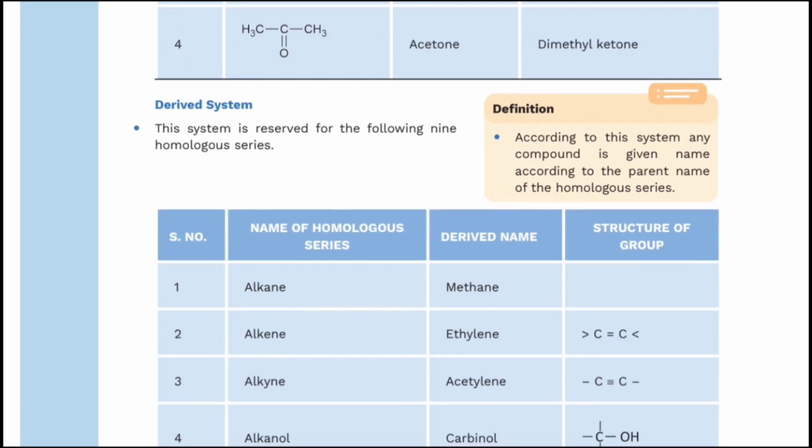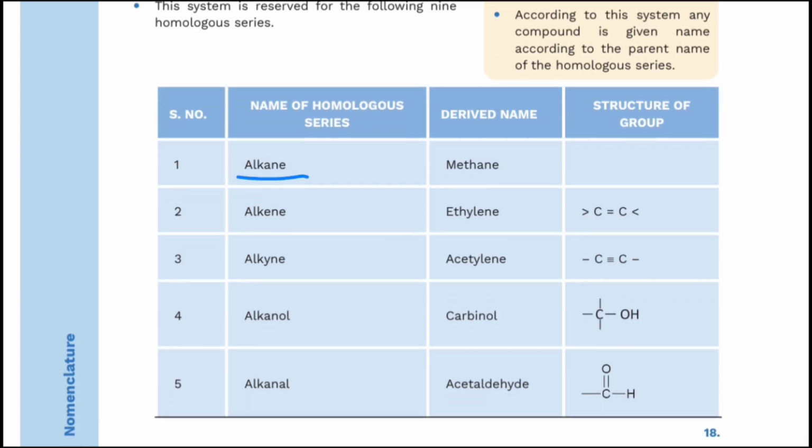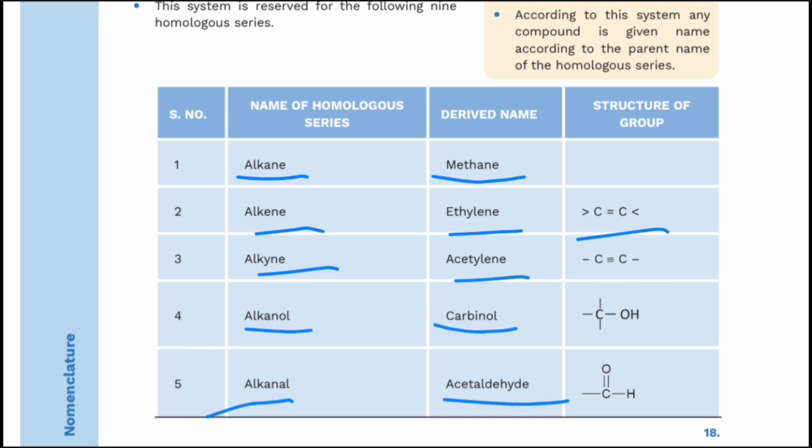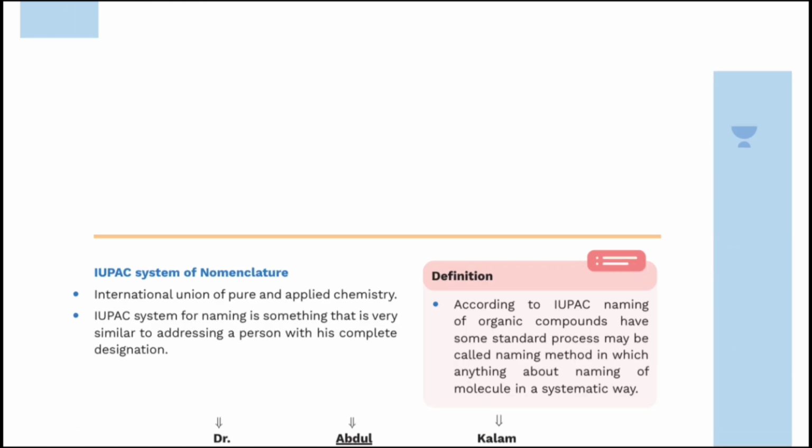What are derived systems? According to this system, any compound is given a name according to the parent name of the homologous series. So this is alkane, derived name methane; alkene, ethylene; alkyne, acetylene; alkanol, carbinol; alkanal, acetaldehyde. This will help in naming the compounds.